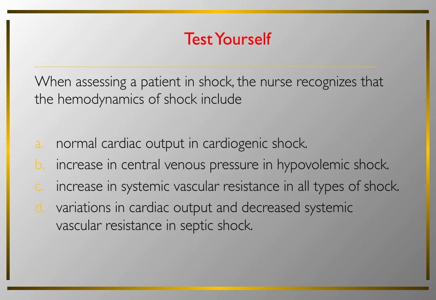Systemic vascular resistance, or SVR, increases in cardiogenic and hypovolemic shock. SVR decreases in neurogenic, anaphylactic, and septic shock. Cardiac output decreases in cardiogenic shock, and central venous pressure decreases in hypovolemic shock.